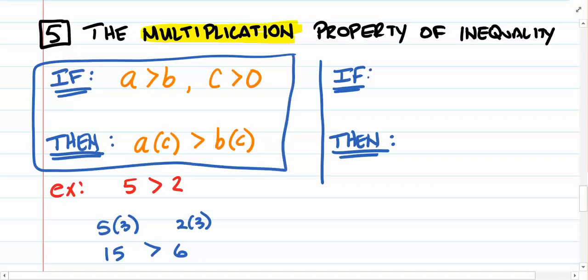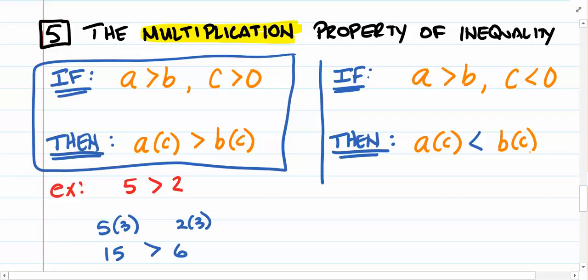Now the second part is very, very important. The second part says this. Let's say that A is greater than B, but C is now going to be less than 0, meaning that C is negative. Well then, if we multiply both sides by a negative, A times C, we must reverse the direction of the inequality sign: less than B times C.